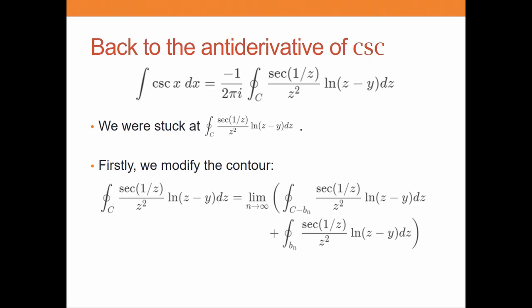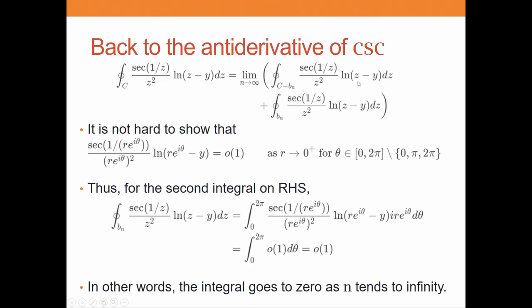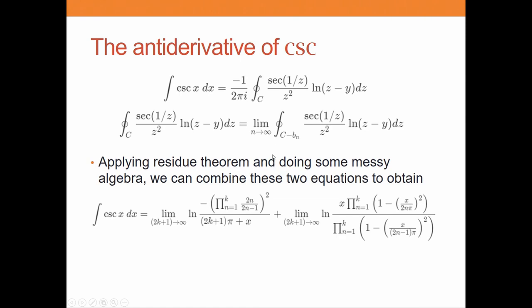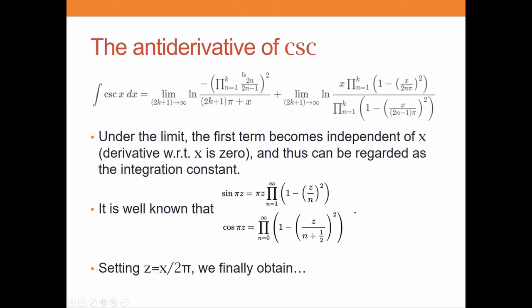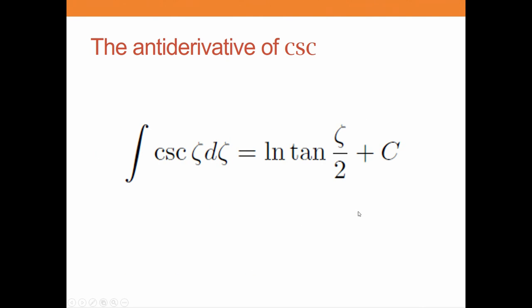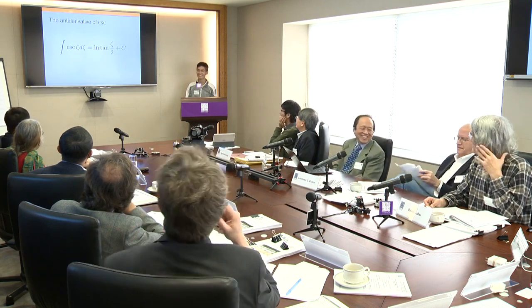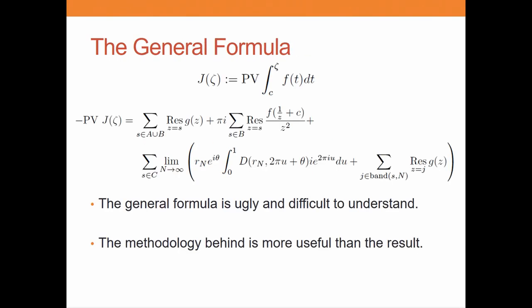So going back to the antiderivative of cosecant, we will start at this contour integral, and if we modify the contour, then we can see that indeed the second integral is 0 under the limit as n tends to infinity. We can show that the integrand is vanishing, so the integral is vanishing as well. And after some very tedious calculation of residues, we obtain this expression. It is important to note that the first term will become independent of x as k tends to infinity. And for the second term, you can recognize this as the quotient of sine and cosine in their product forms. So we can finally obtain something that we've seen often in textbooks, which is this one. We can also even provide a general formula, which is this one, but it is ugly and difficult to understand. So I think the methodology behind is more useful than the result itself.